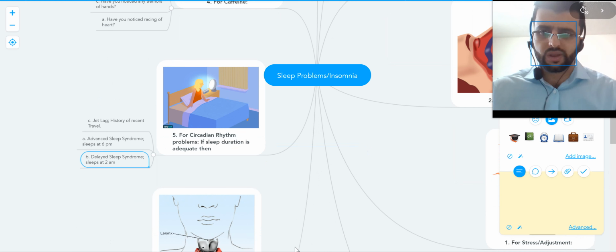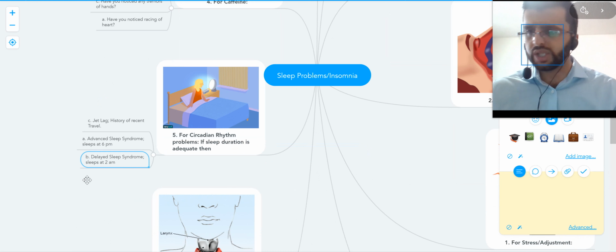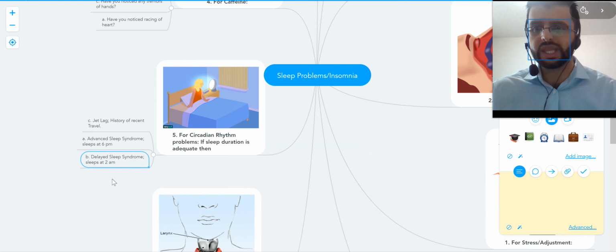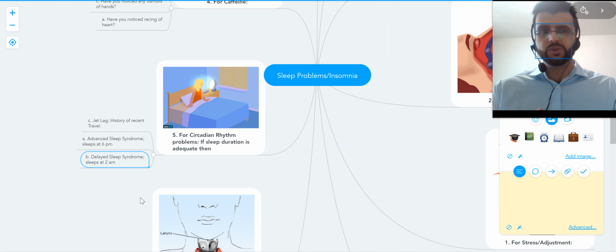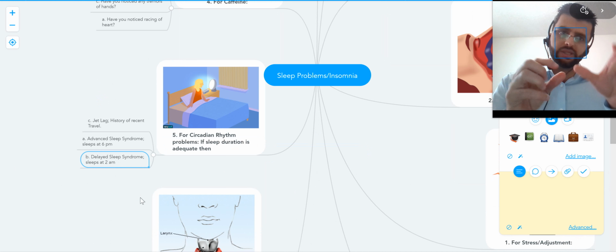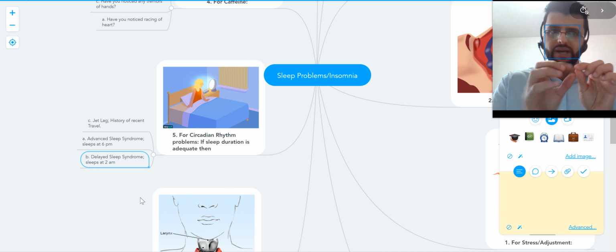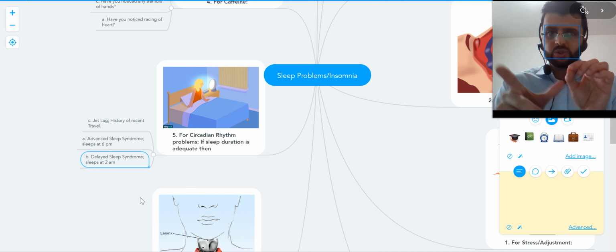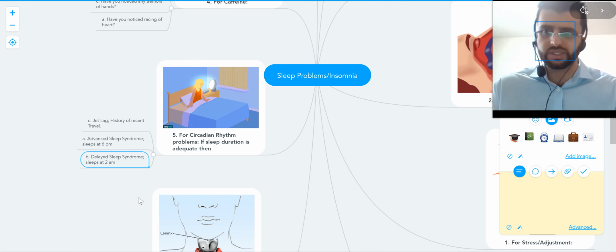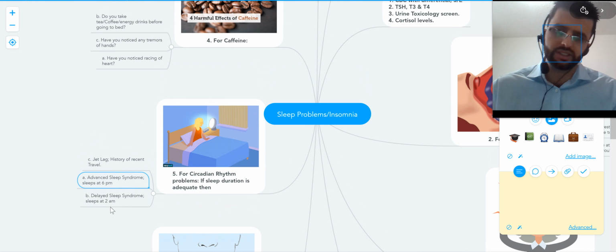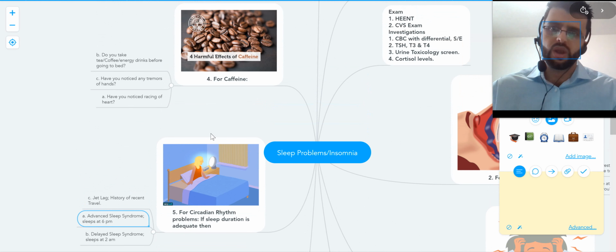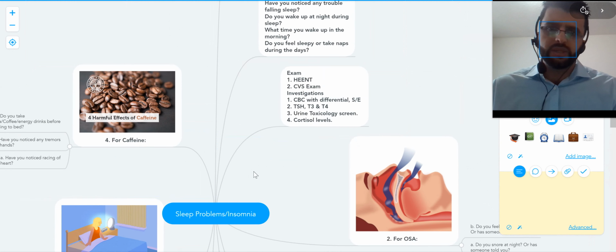Okay, so just a correction, the delayed sleep syndrome is the one that sleeps at 2 a.m., and it's delayed by 2 or more hours than the usual sleep time. The advanced is the one that sleeps earlier, like 2 or 3 hours more than the usual bedtime, for example, at 6 p.m. Okay, so I corrected that. Advanced is the one at 6 p.m. Delayed is 2 a.m. There was a mistake here. Okay, so this is for sleep problems.